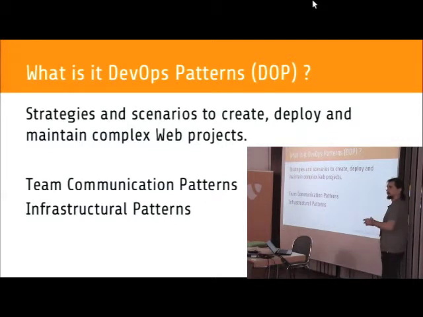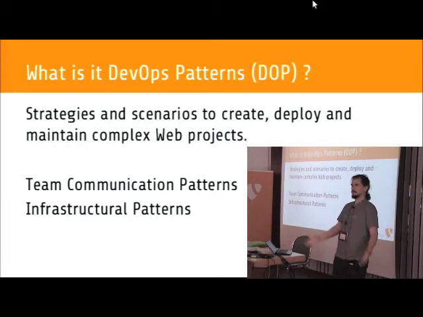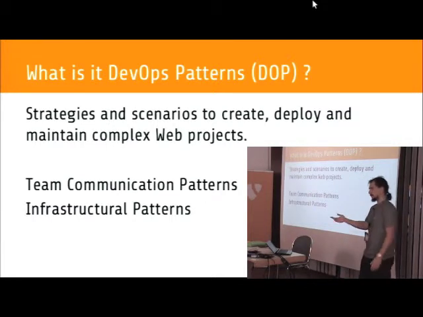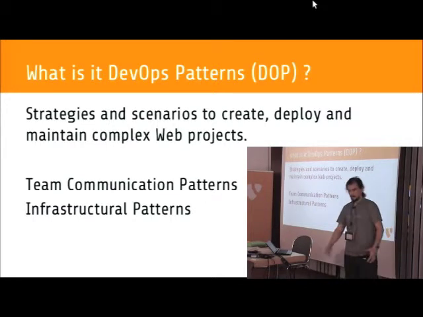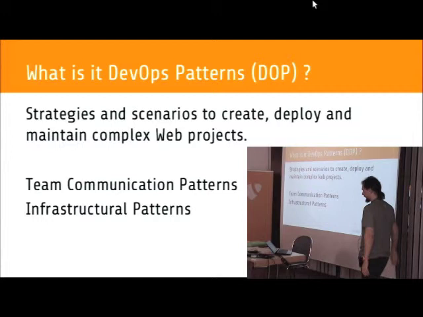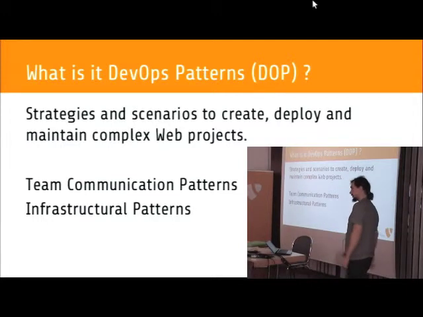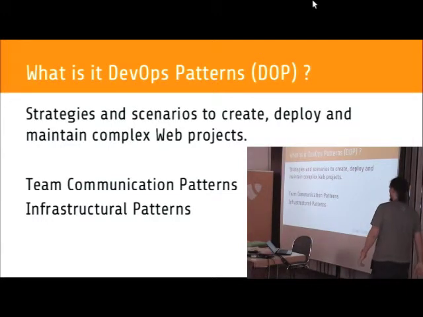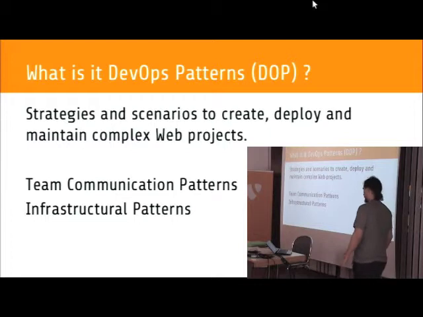It could be such a problem that the client could go away. He could say, wow, what is this? They couldn't manage the stuff. So he will just go away. And one of the methods to organize such complex projects is DevOps patterns. So it's strategies and scenarios to create, deploy, and maintain complex web projects.